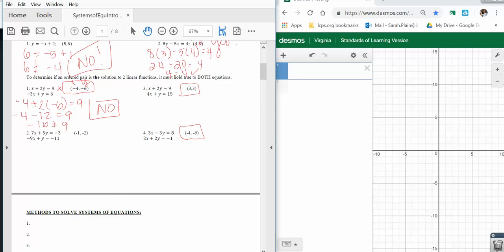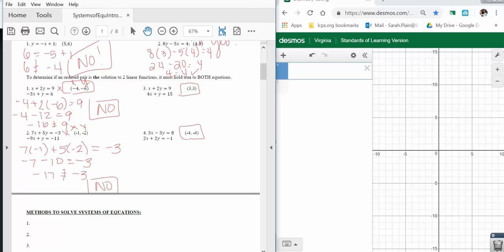Okay? If I go down and look at number 2, I'm going to plug in -1 for x and -2 for y. So I'm going to do 7 times -1 plus 5 times -2. I want to know, does that equal -3? So 7 times -1 is -7. 5 times -2 is -10. Does that equal -3? -7 minus 10 is -17. That sure enough does not equal -3. So no, it's not a solution.